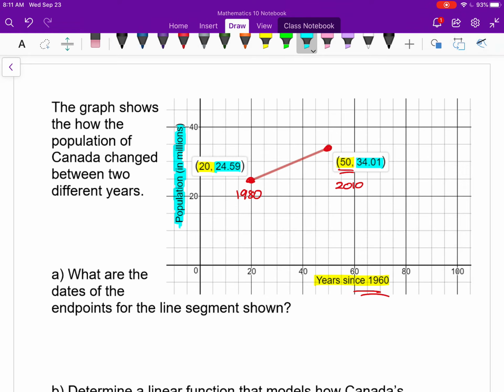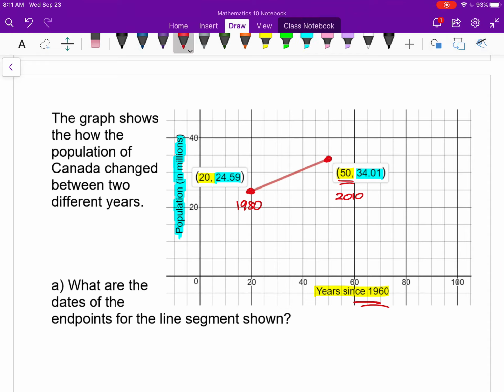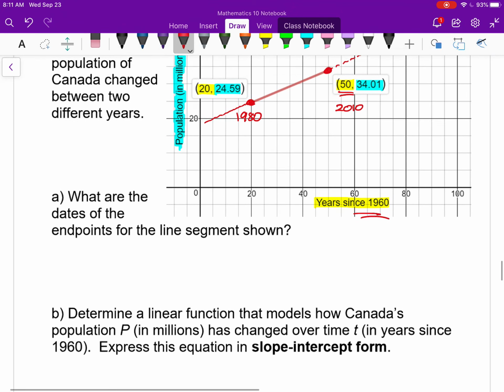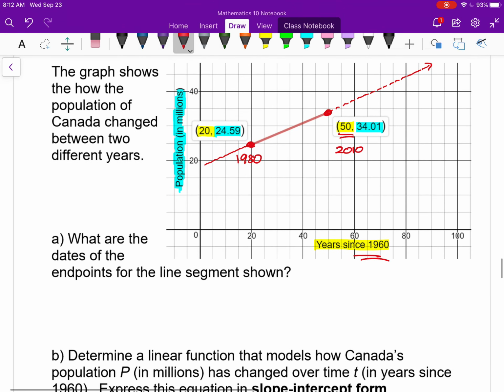The main part of the question now is, let's imagine this line keeps going, and let's find an equation of that line, an equation that models the population of Canada over time. Now, I asked for it to eventually use the variables p for population and t for time. I'm going to start with just x and y, just because it's more familiar, but in the end I'm going to write it as population and time. So really I have a line here, and I have a line I want to find the equation of.